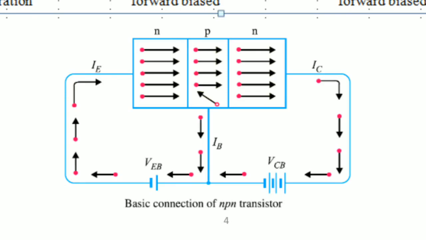Thus, electron flow constitutes the dominant current in the NPN transistor. That is, most of the electrons from the emitter flow to the collector circuit and very few combine with the holes in the base region. This collector current dominates over the base current.